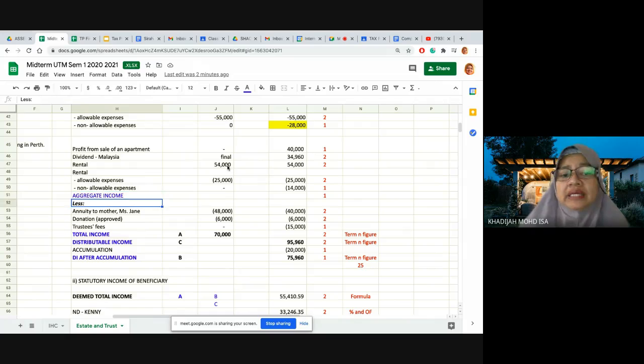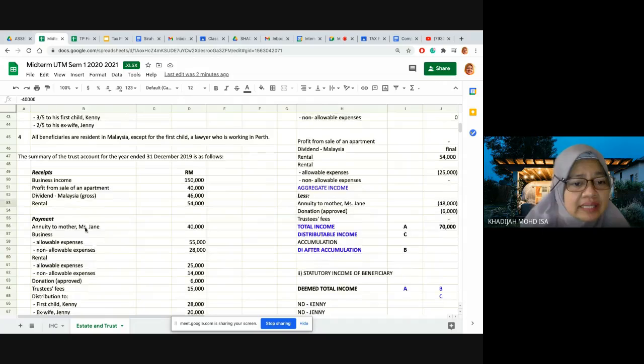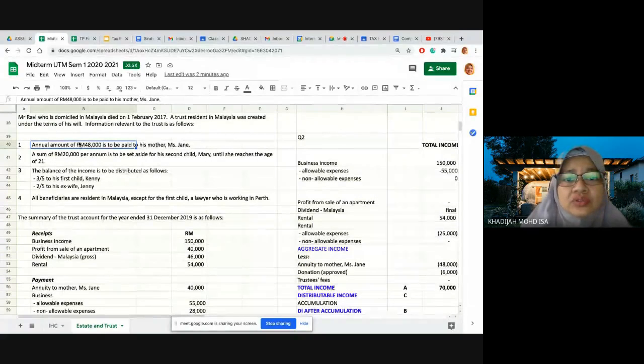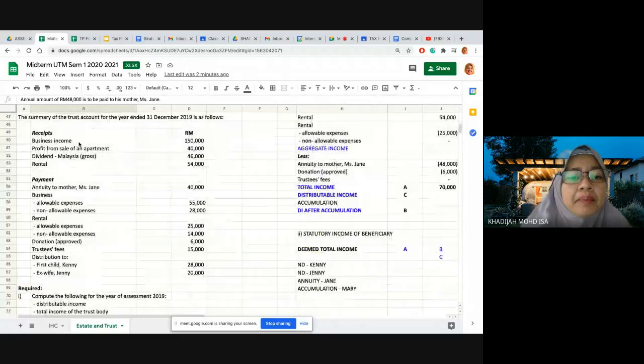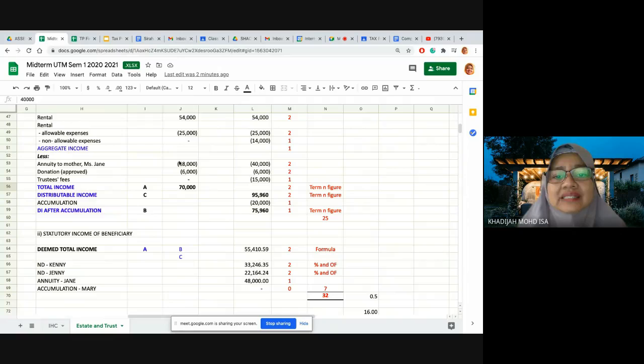You have aggregate income, annuity to mother. Remember that annuity under total income is annuity payable. Tapi for distributable income, what is actually received is only 40,000. Why? Because the question said that you have to pay annuity of 48,000 to Miss Jane, but you actually pay annuity to Miss Jane of 40,000. So that's why the difference here is the annuity payable. Here is the annuity actually received.